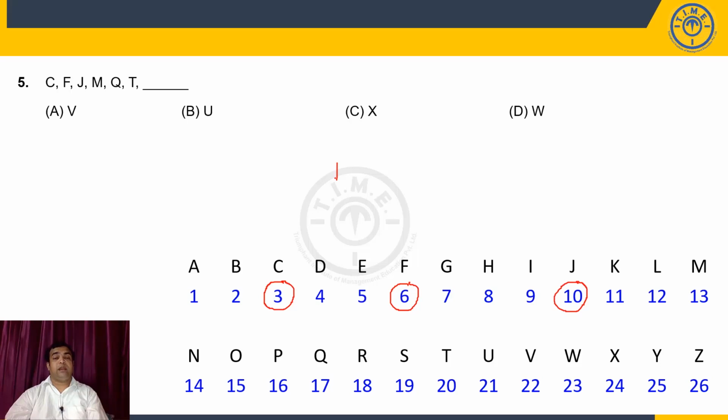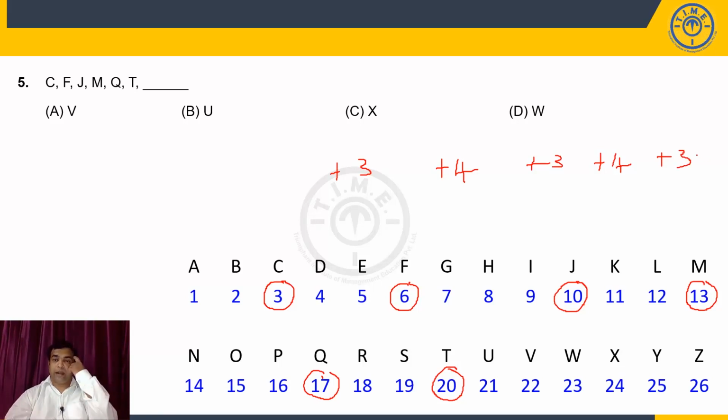3 to 6 plus 3. 6 to 10 is plus 4. After 10, J is M. M is 13. So 10 to 13 again plus 3. After M it is Q. 13 to 17 is plus 4. And after Q it is T. 17 to 20 again it is plus 3. So my pattern is very obvious. Plus 3 plus 4 plus 3 plus 4 plus 3. Next should be plus 4.